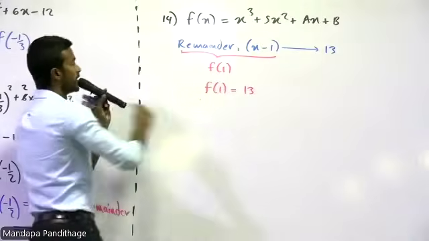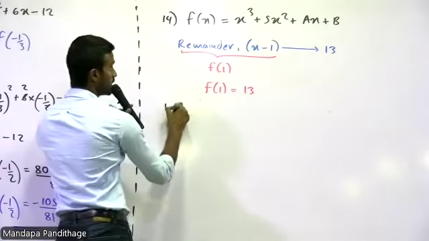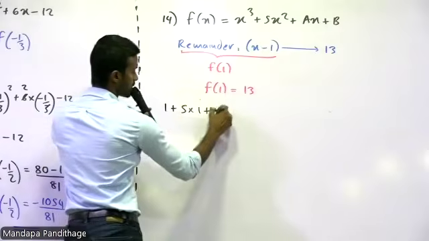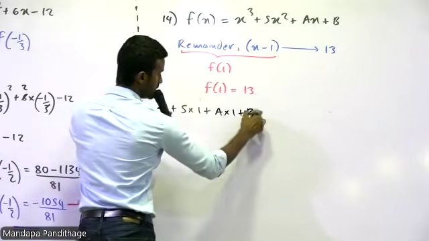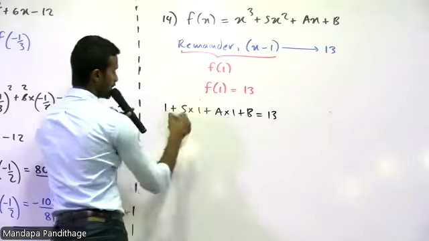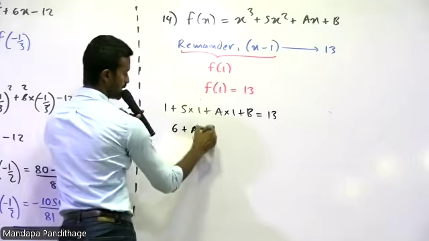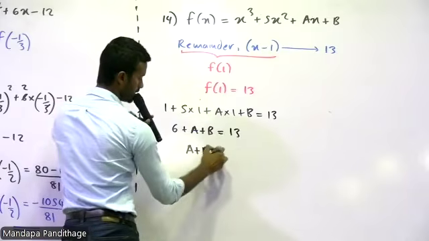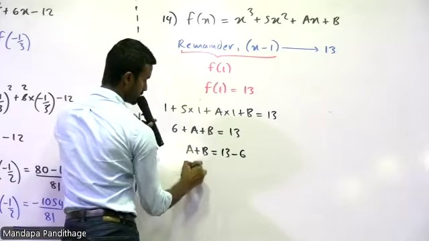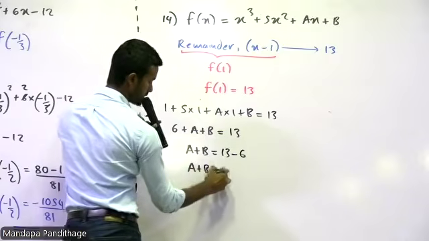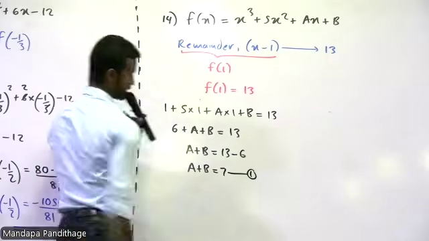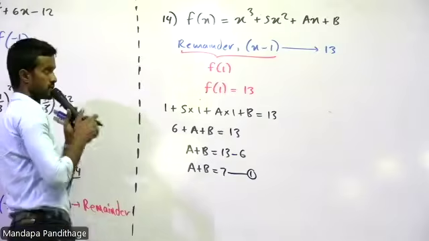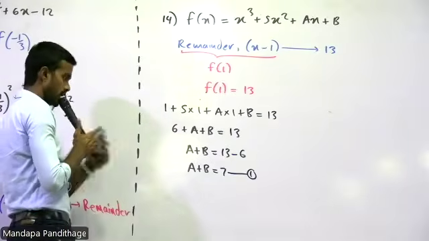Okay, I know what is f1. 1 plus 5 into 1 plus a into 1 plus b is equal to 13. 5 plus 1 is 6 plus a plus b is equal to 13. A plus b is equal to 13 minus 6, so it's equal to 7. So a plus b is equal to 7. So that is the first one. I need to find a and b.